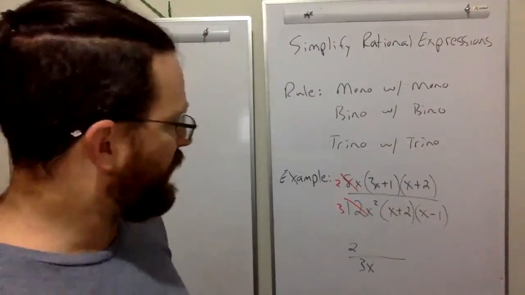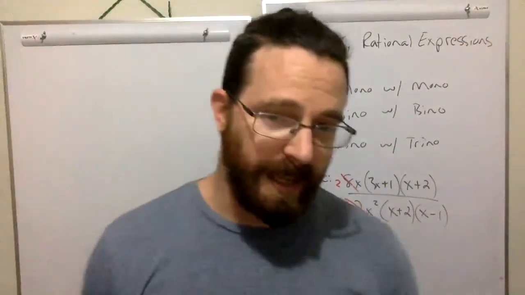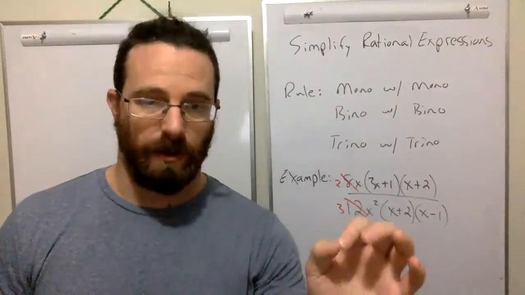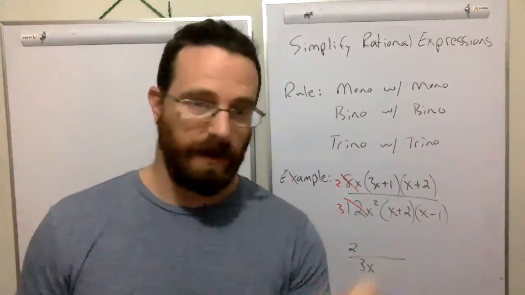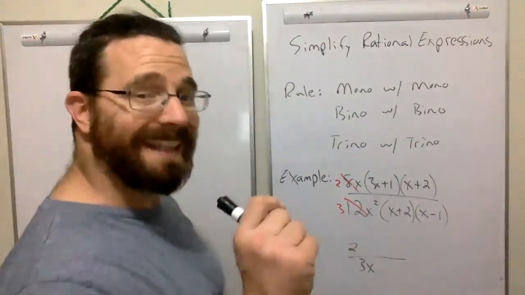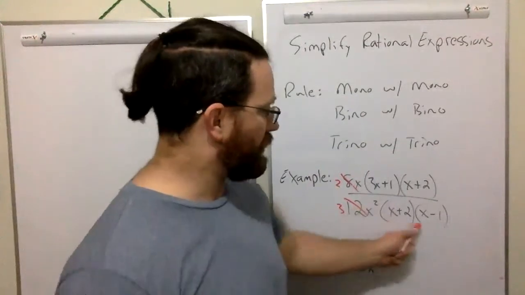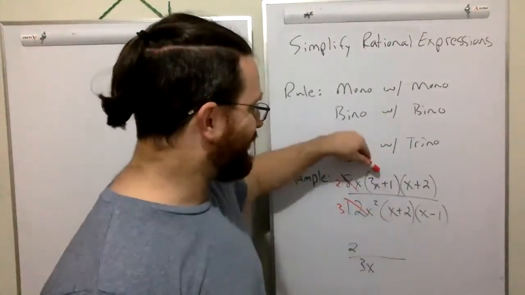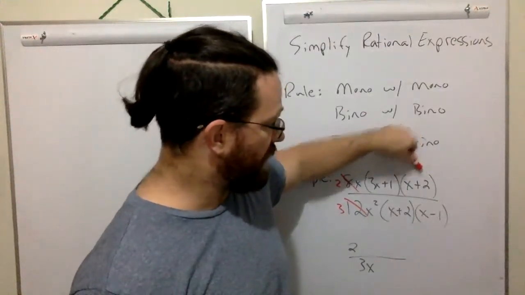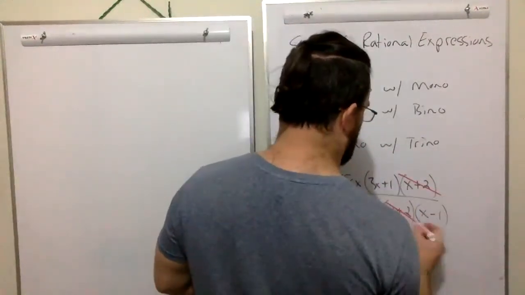All right, after that, now let's look over at the binomials. A binomial is allowed to cancel with another binomial only if they are identical. They have to be exactly the same. So right now, my 3x plus 1 can only cancel with another 3x plus 1. And there is no other 3x plus 1. Therefore, I cannot cancel this. My x plus 2, on the other hand, could cancel with the x plus 2 that's here. So these two would cancel each other out.